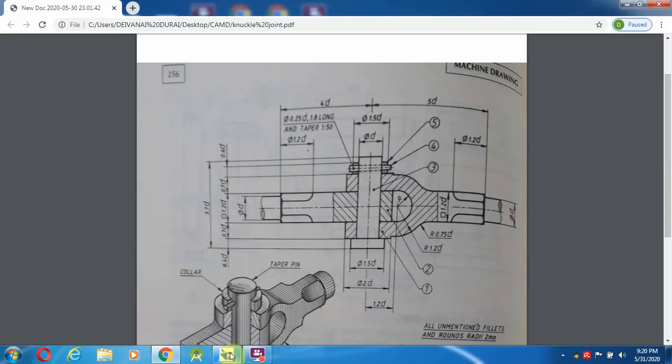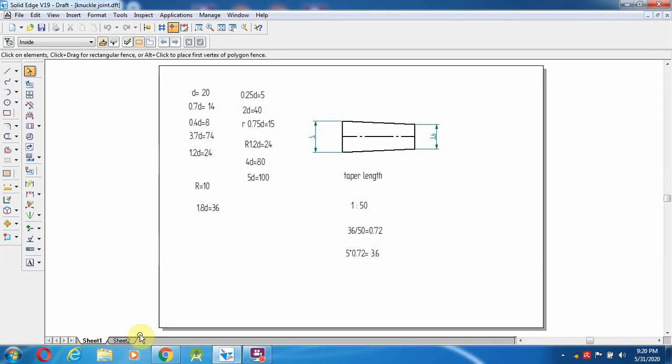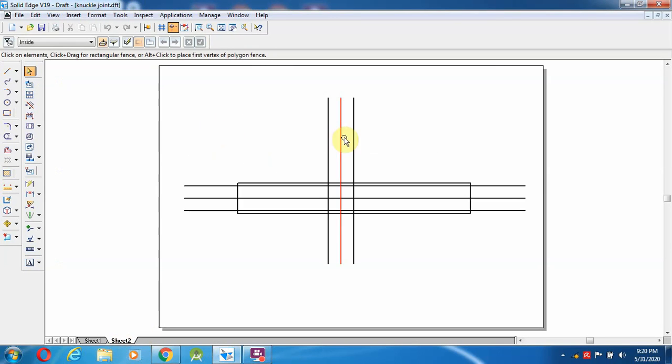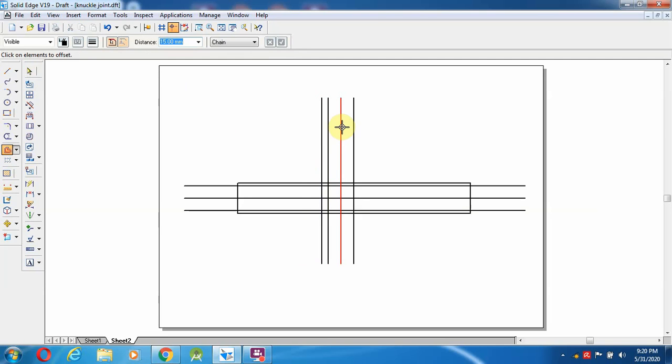So select here, 30 mm is offset 15 mm, enter, select, right click. So this as well, again you can select and right click towards this direction.